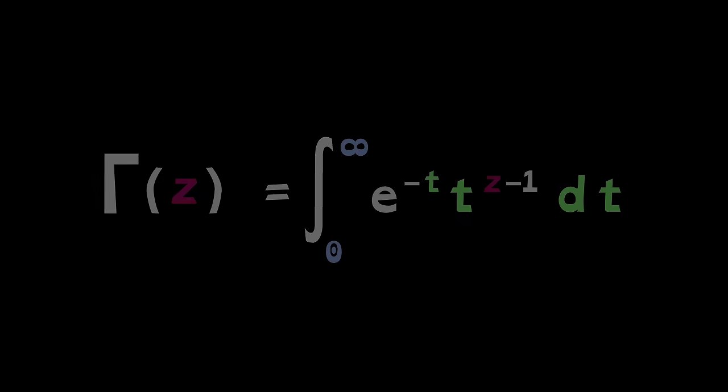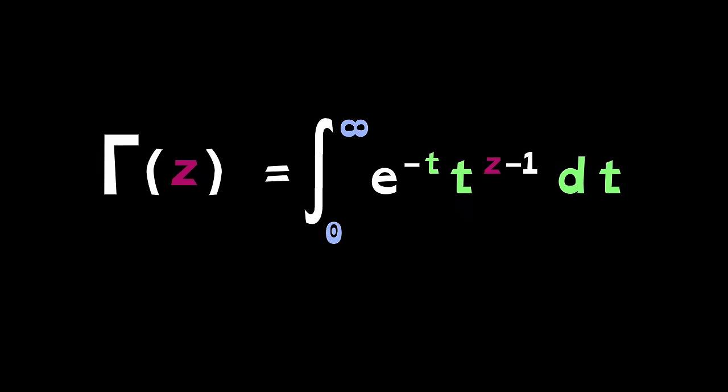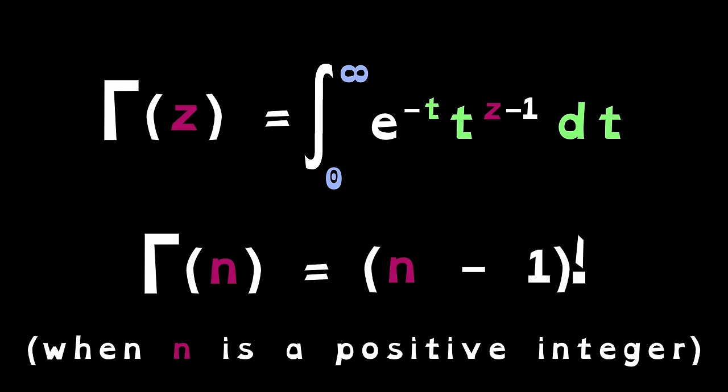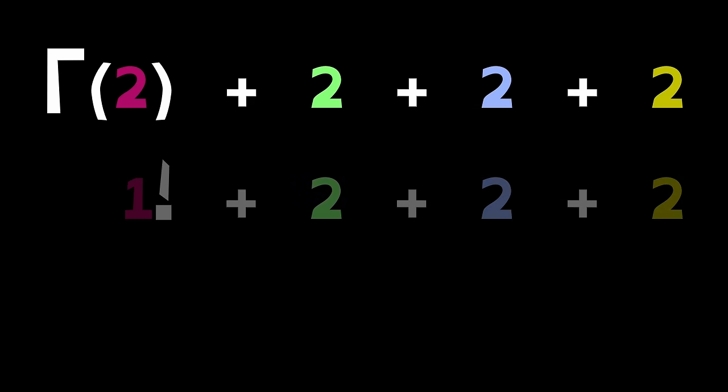For example, we can use something known as the gamma function. What's important is that this function has a very nice little property. Gamma of n is equal to n minus 1 factorial. So if we do gamma of 2 plus 2 plus 2 plus 2, that simplifies to 1 factorial plus 2 plus 2 plus 2, which is 7.